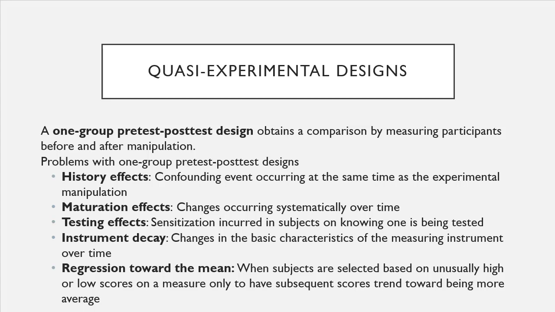So in that case, the instrument, my observations have decayed, because all of a sudden I don't perceive the same stimulus as being aggressive that I used to. So the instrument can decay. And the last is regression toward the mean.